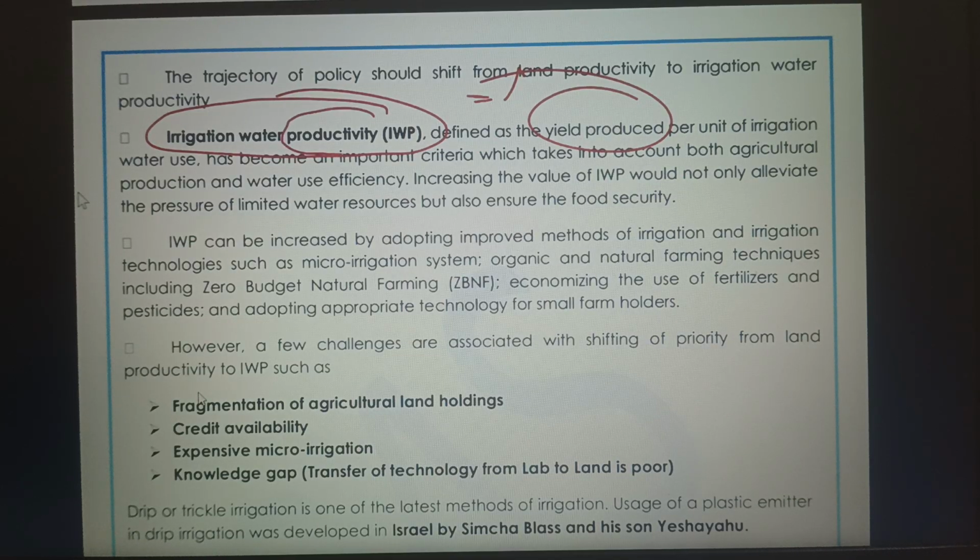That's why the term is productivity. How much yield you are getting by applying that amount of water. Okay. Now IWP can be increased by adopting various methods. A very good question can be framed on this. What are these? These are your technologies: micro irrigation, organic and natural farming, zero budget natural farming, right? So can anybody tell me how natural farming and zero budget natural farming will increase the IWP? Anybody? I want a one word answer. What one word will you select when I ask how natural farming or ZBNF will increase IWP?